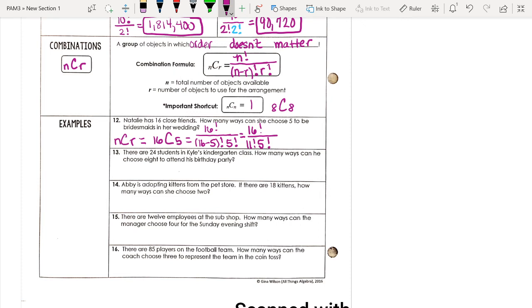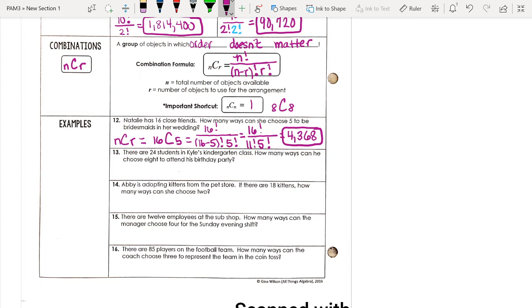Take a second, plug it into your calculator. Make sure that you can get this answer to come out correctly. So do 16 factorial divided by 11 factorial divided by 5 factorial. And you should get 4,368. If you're working ahead right now, which I know a lot of you like to do, I want you to stop. There is a reason. I need you to stop if you're working ahead, and I need you to go back up to number 13.